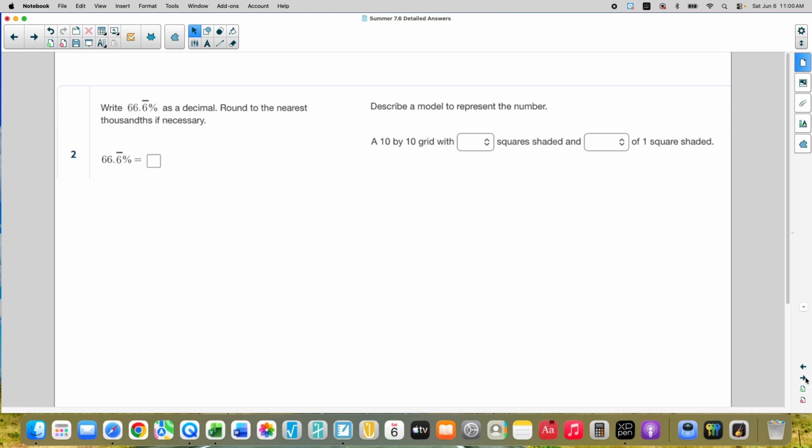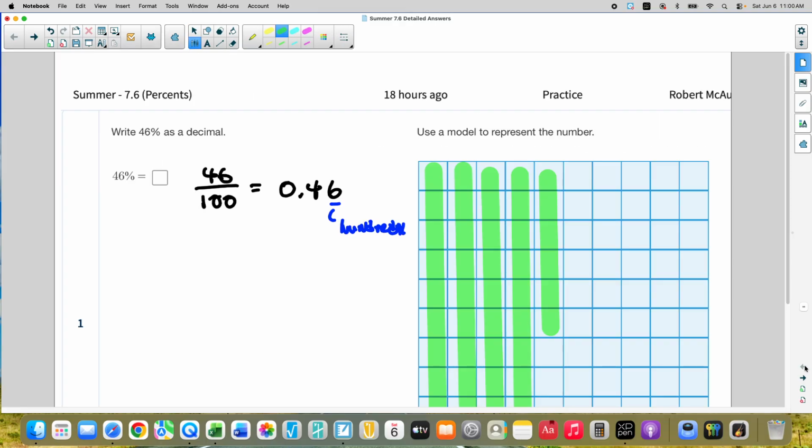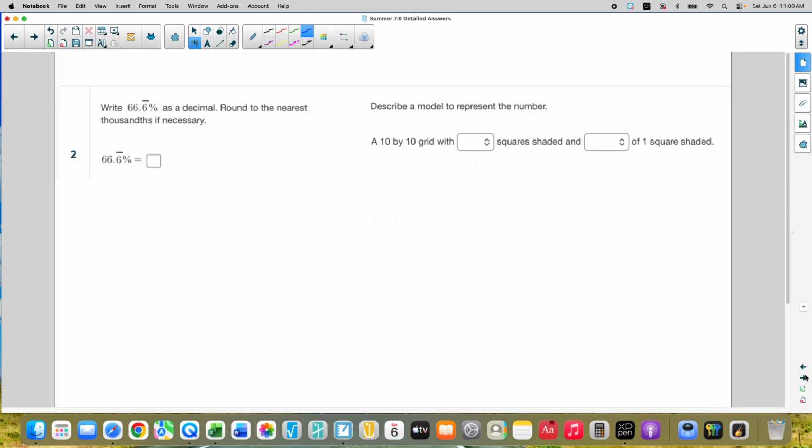Write 66.6 repeating as a decimal, round to the nearest thousandth if necessary. So we're going to write this as a decimal. As we notice, let's go back here. We notice the decimal point of 46%, so when we write 46%, that decimal point is there. And notice where it ends up. When we convert a percent to a decimal, we actually move that decimal point 2 places to the left. And so we notice that it ends up between the 0 and the 4.